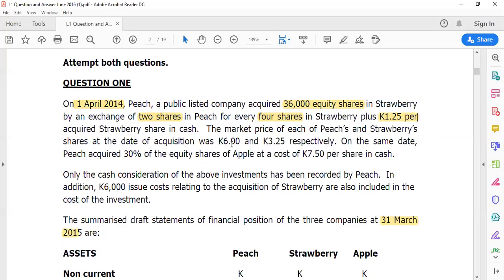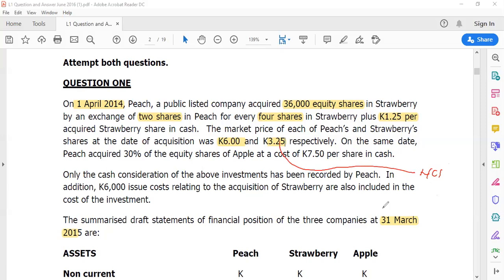So now here we go. The market price of each peach and strawberry share at the date of acquisition was, for P, 6 kwacha per share, and for strawberry, 3.25 kwacha per share. Now, this price for the subsidiary they are giving you because they want you to use it to work out the NCI. It is not a decoration. If they give you the price, then you know the NCI has not been given to you at fair value. You have to work it out.